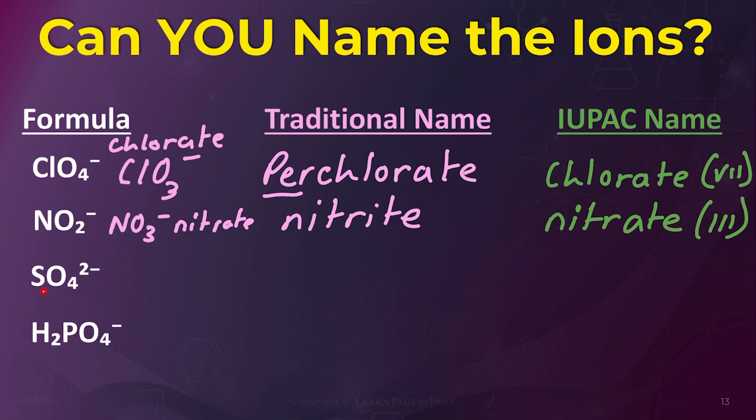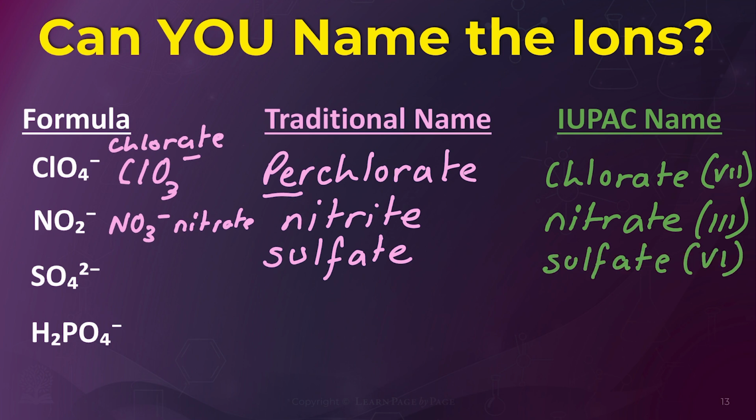Our next one, sulfur with 4 oxygens, 2- charge. And if you've got sulfate, you were spot on. Sulfate, that is the common form of the sulfur and oxygen containing ion. And the IUPAC name is sulfate 6 because sulfur has an oxidation state of +6.